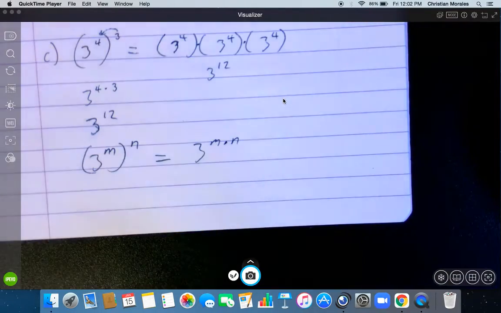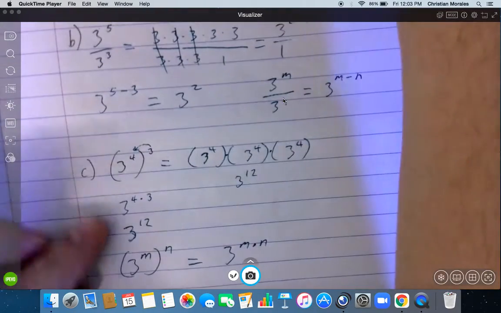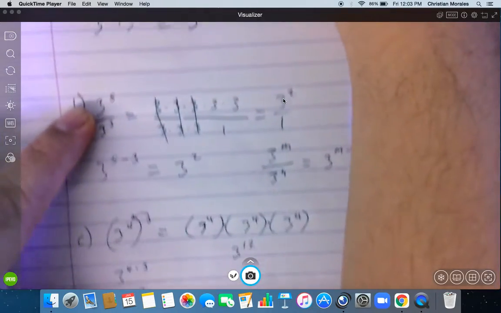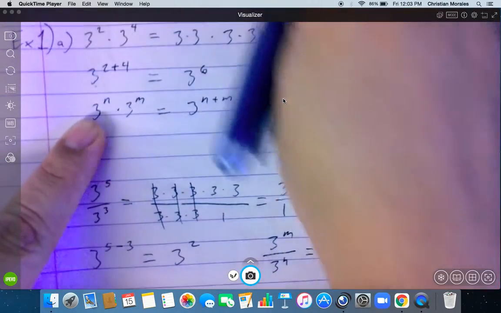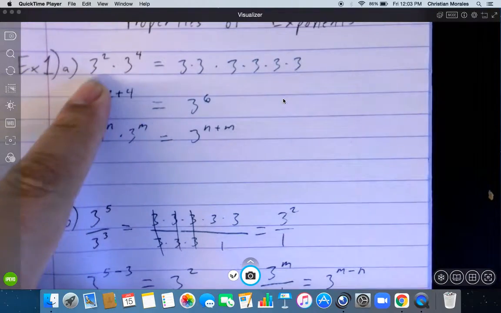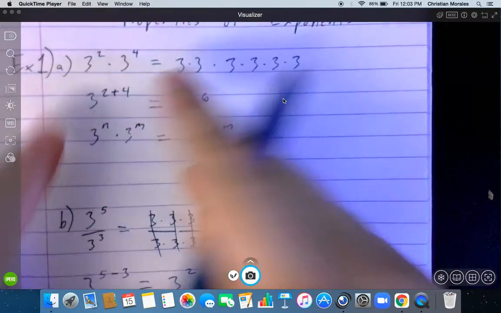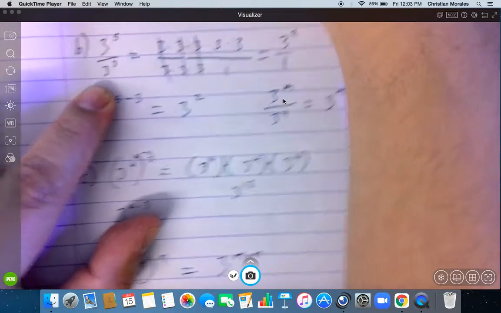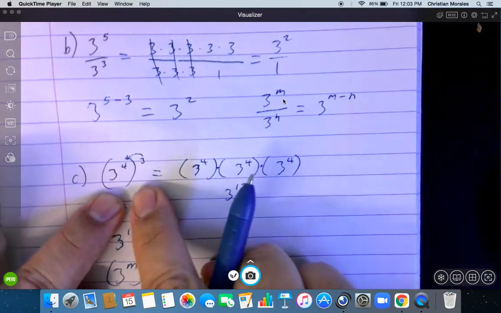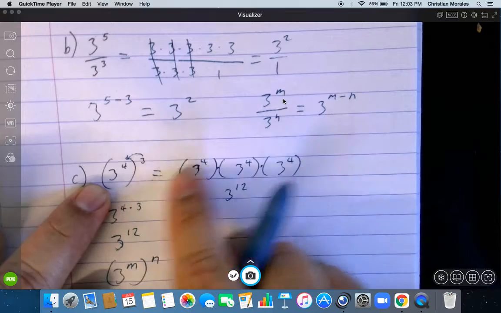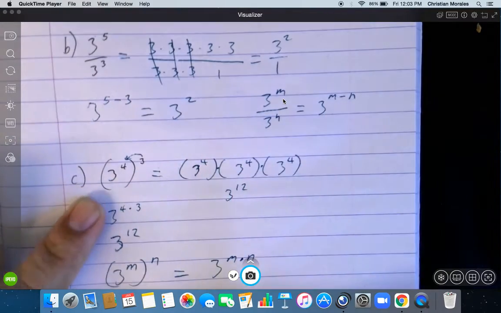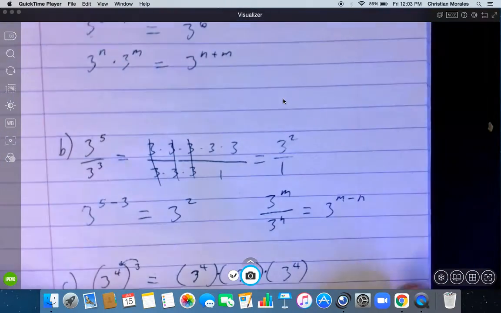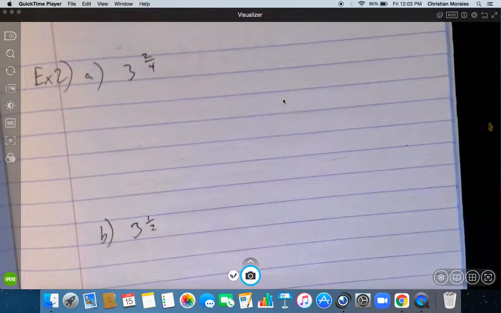Now you notice I use 3 on all of them because these only work when the base, the big number, is the same. So if you're going to multiply 2 exponents like this, they have to have the same base. If you're going to divide 2 exponents like this, they have to have the same base. And here, because it's the same set of parentheses, they all have the same number as the base. Okay? So that's the first set of rules. Now, we're going to switch it up a little bit. What if you have fractions in your exponents? Let's talk about that.